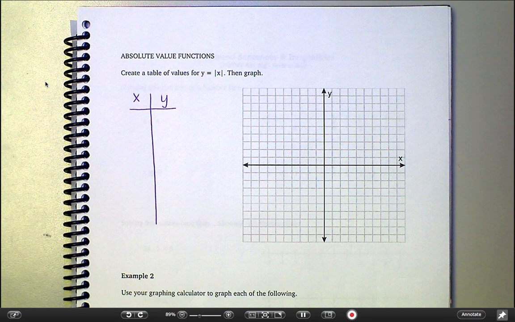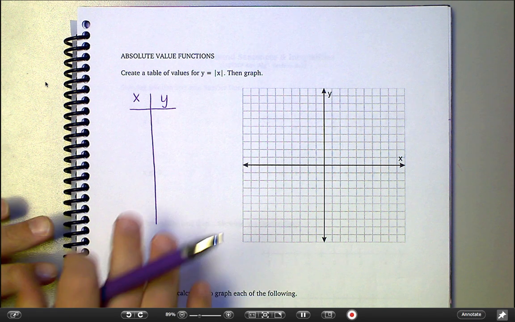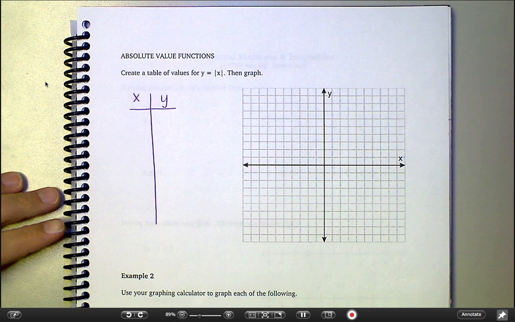So let's get started. This first one we're going to graph by hand, and then like I said, I'm going to talk to you about how to use the calculator. We're going to have to create a table here to be able to graph this thing. So I set up an XY chart, okay?